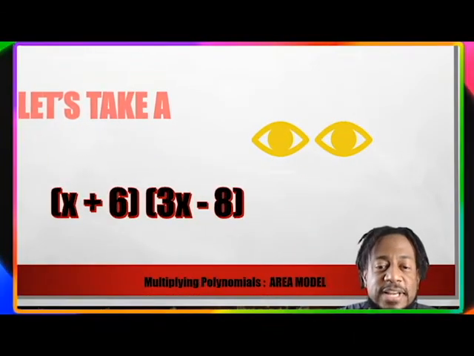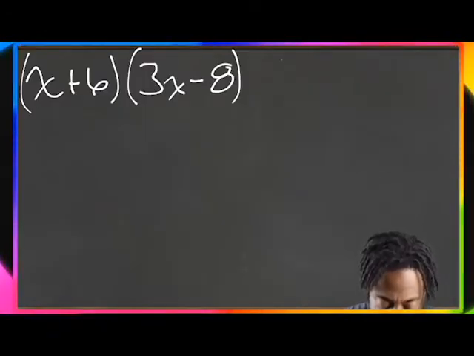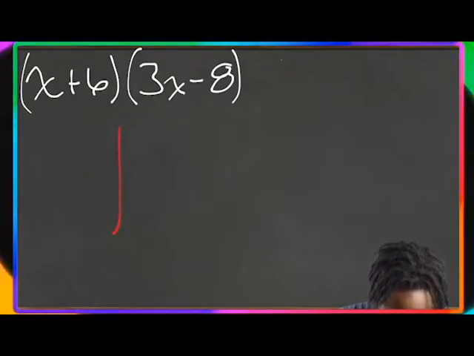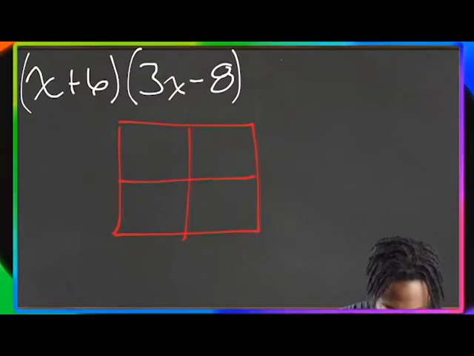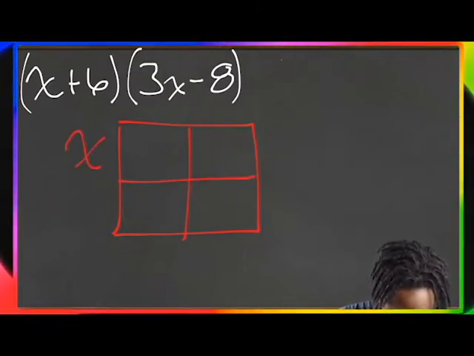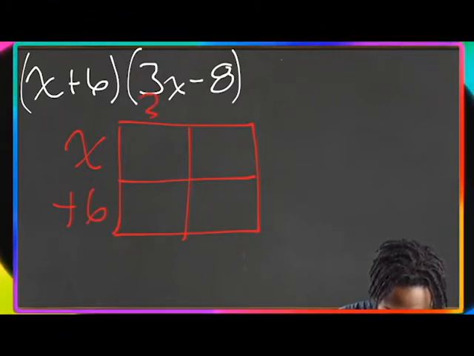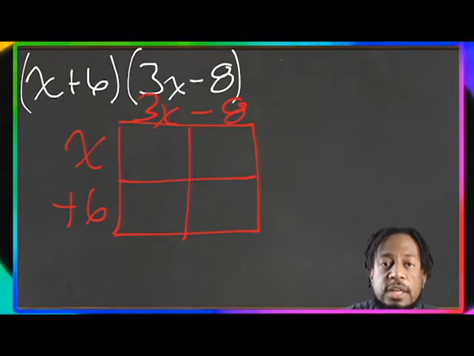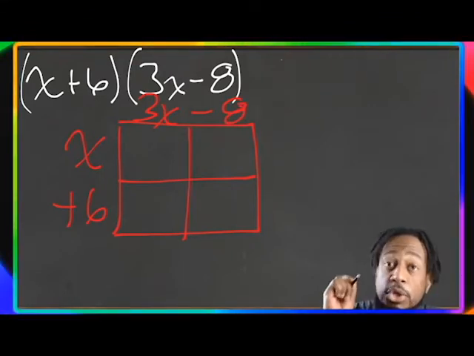Now, let's take a look at this problem right here: x plus 6, 3x minus 8. This is a 2 by 2. I hope I wrote this big enough. That's x. Bring down your x plus 6. And up here is 3x minus 8. Always take the sign that's in front of the number. You won't mess it up.